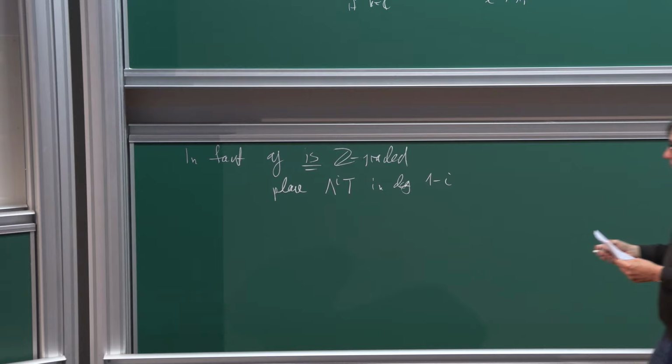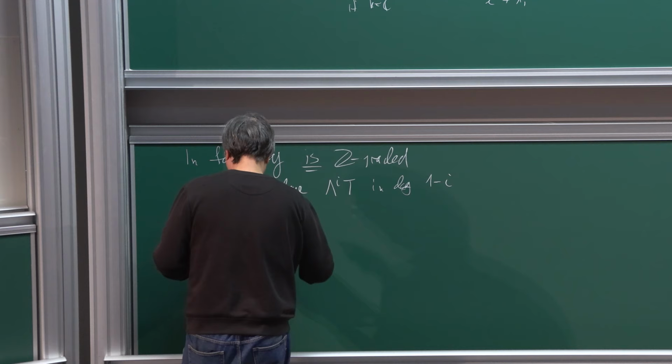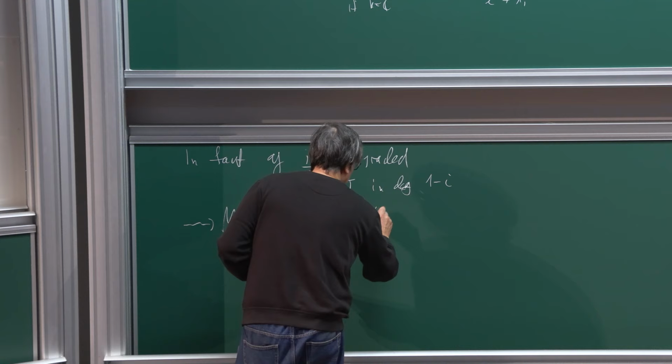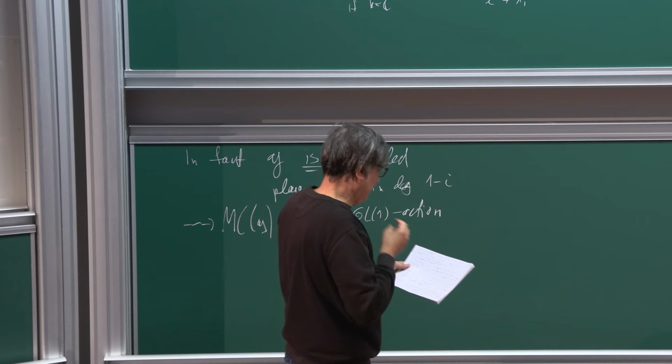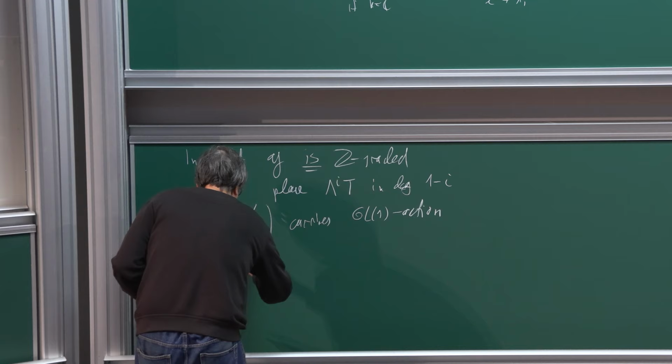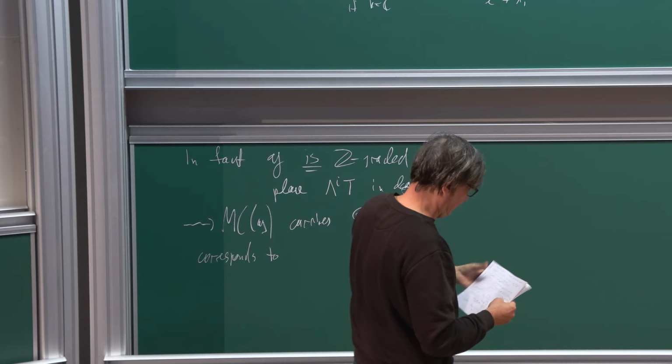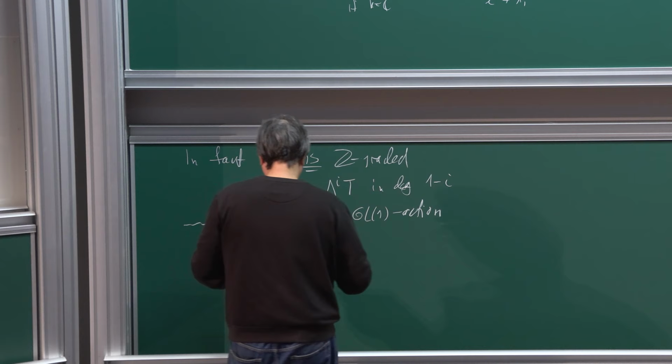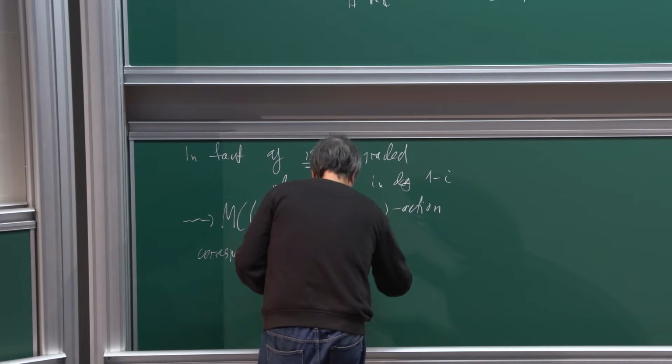So it implies that the Maurer-Cartan space carries a GL1 action, or G_m action, responsible for the grading. And what is this action? This action corresponds to a part of this Motivic Galois group, which before I kind of dismissed. So at least some part of it acts. Namely, you get GL1 coming from the Hodge filtration, sitting in the complexification of my Galois group.